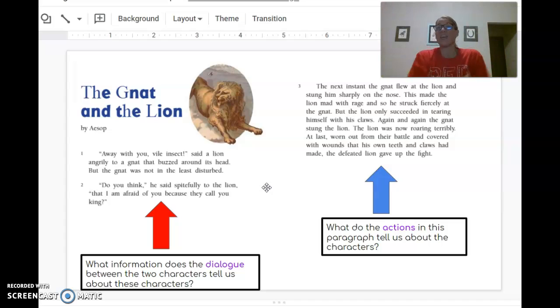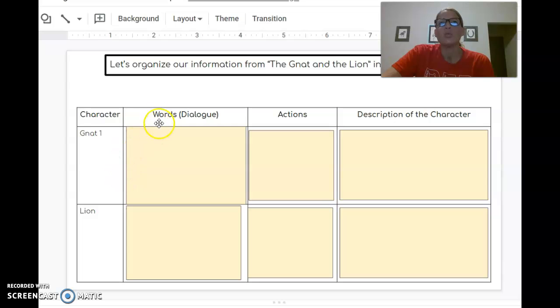But he was tearing himself with his claws when he would swat. And eventually he was hurting and he was tired, and he gave up. He said, "I quit." So let's look at our chart. Okay, so we're going to talk about the words and dialogue of the gnat.